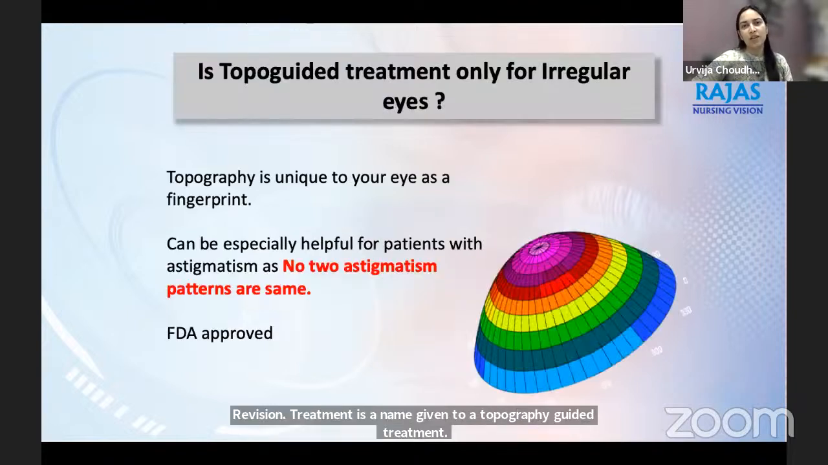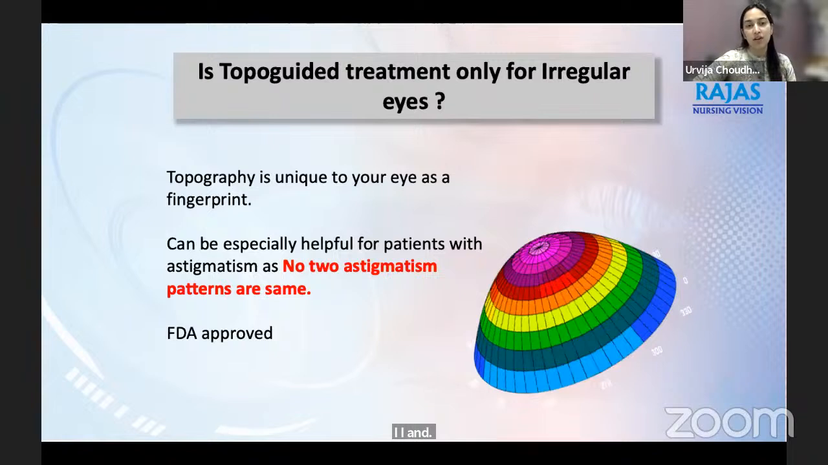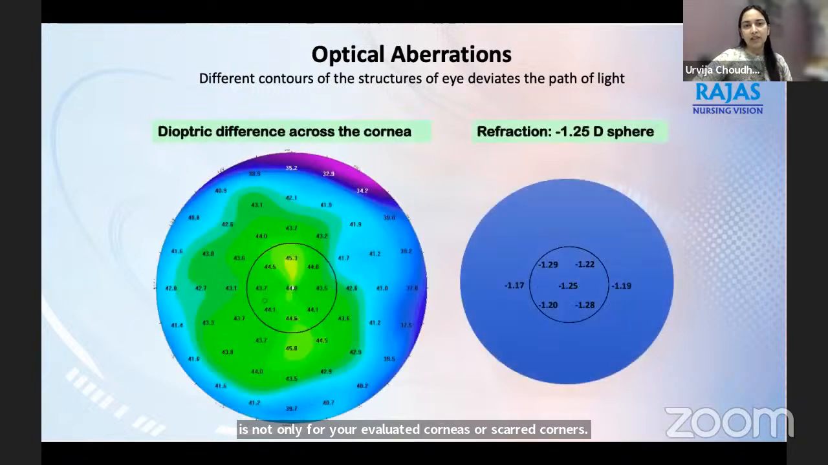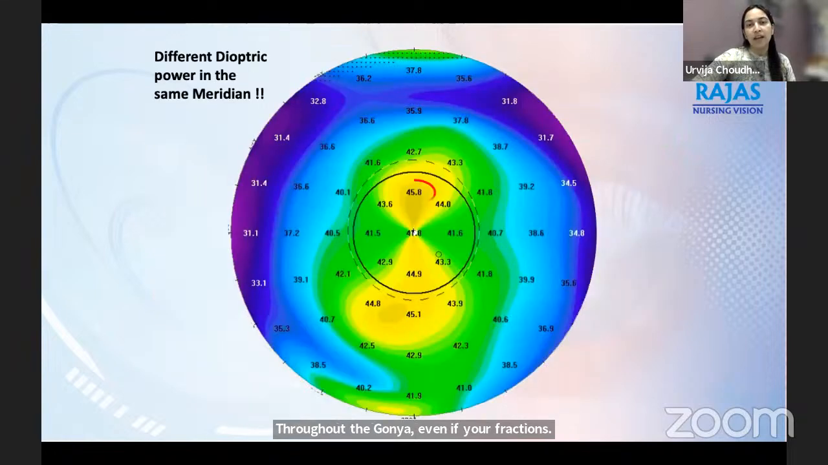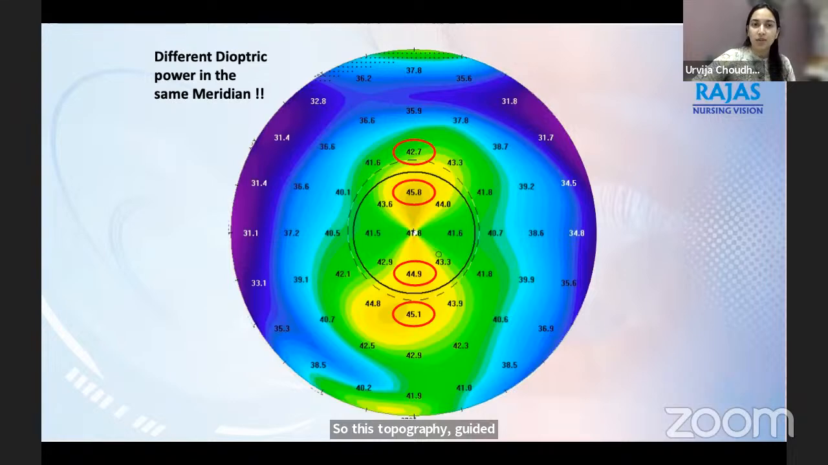And topography guided treatment is not only for your aberrated corneas or scarred corneas, because we know that if you see the structure of the eye, the refraction is not the same throughout. There are minor variations across the cornea, even if your refraction is like 1.25 diopters at one place, it varies from point to point. The astigmatism patterns are also very variable between two patients and also between two eyes. So this topography guided treatment analyzes these variations on the eye, and it will perform a customized treatment to give a better quality of vision.